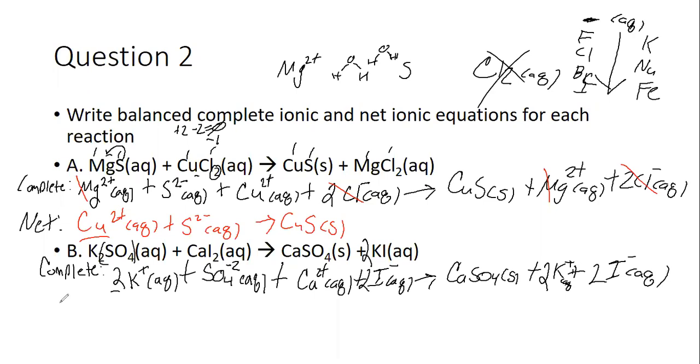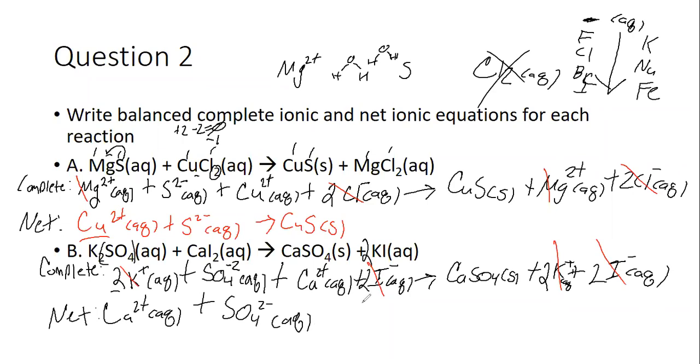Now we have to do the net. So we just look to see what's the same on both sides. We have 2 potassiums on each side, they cancel out. We have 2 iodides on each side, they cancel out. So what we're left with as our net equation is calcium 2 plus aqueous plus SO4 2 minus aqueous will make calcium SO4 solid. That's our net equation.